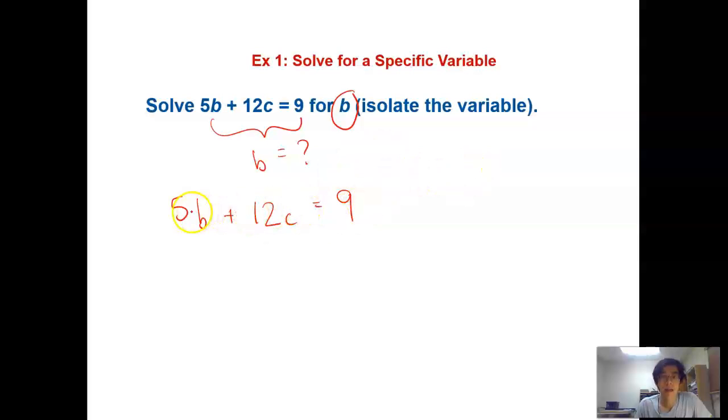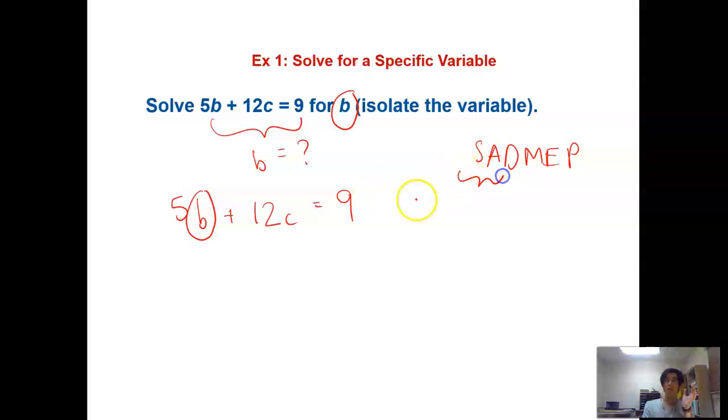It looks like I can't really combine like terms on this because they're not the same variable. So I'm going to move to doing order of operations using SAD/MEP. I'm going to try to find the variable b by itself. So what I need to do is get rid of this 12c over here. How can I do that? Remember, I can use SAD/MEP and add or subtract on both sides of the equation even when I have a term with a variable on it. So I can subtract 12c on both sides like this.